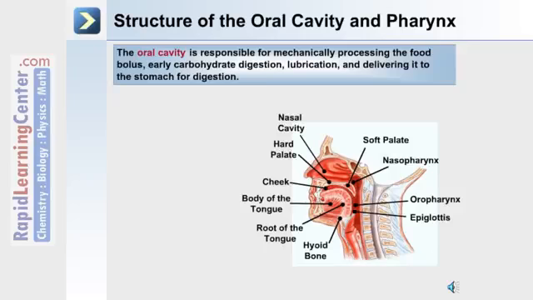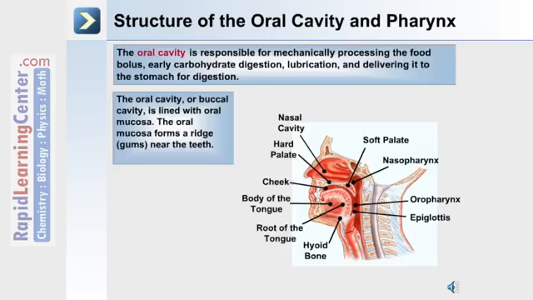At the top is the nasal cavity. Under that is the hard palate, which is connected to the soft palate. The cheek, then the tongue, the body of the tongue, and more posterior, the root of the tongue. Underneath the tongue is the hyoid bone. Behind the tongue is the epiglottis and oral pharynx. And superior to the oral pharynx is the nasopharynx.